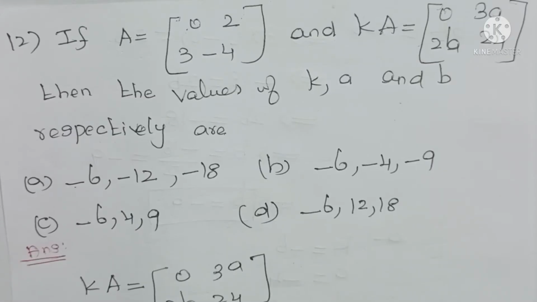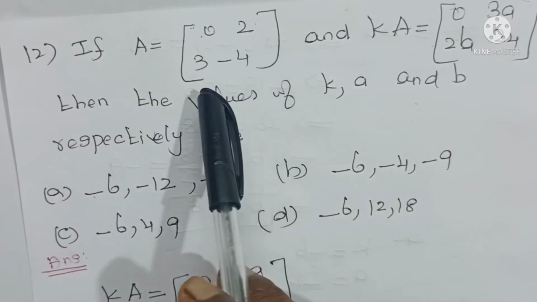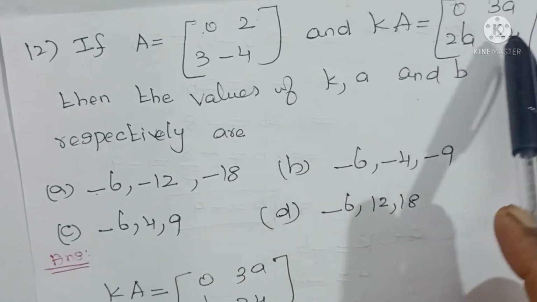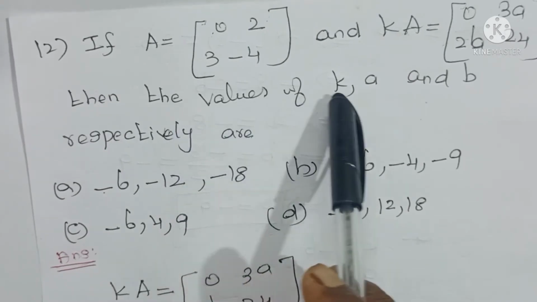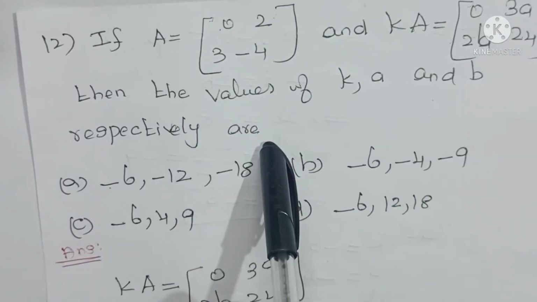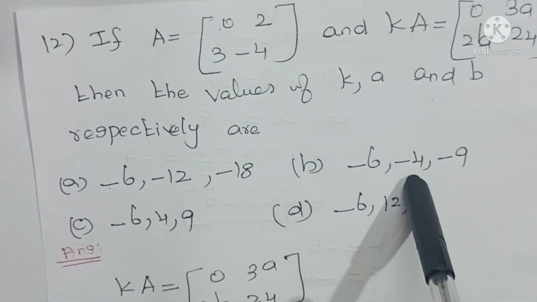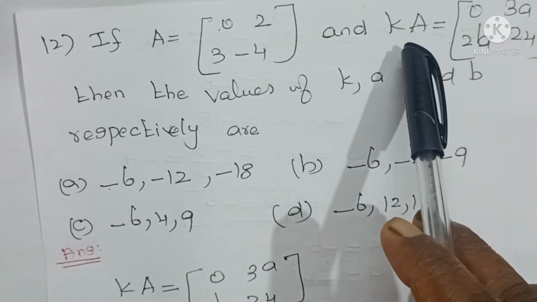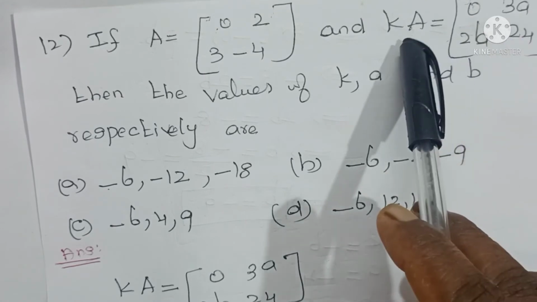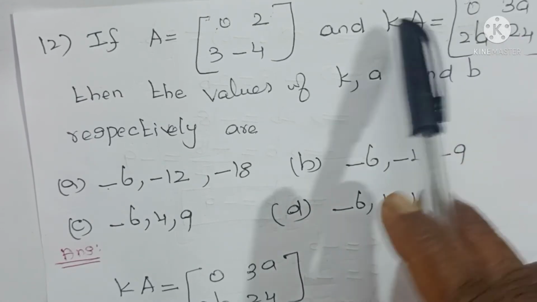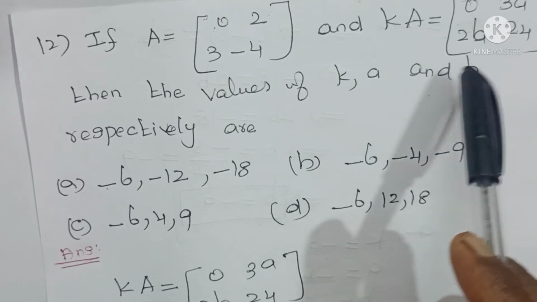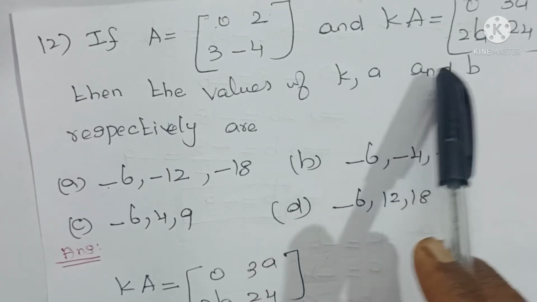Next, move on to the 12th question. If A is equal to [0, 2, 3, -4] and KA is equal to [0, 3a, 2b, 24], then the values of K, a and b respectively are, and they have given 4 options. You have to find K, a and b. Here they have given KA, so you have to substitute the value of A here. Then you have to equate the corresponding terms, and you can get the values of K, a and b.